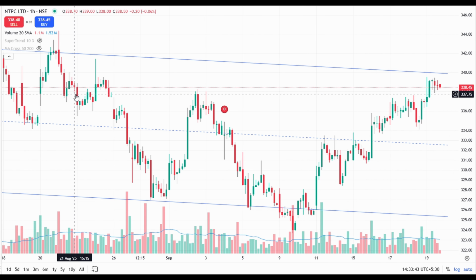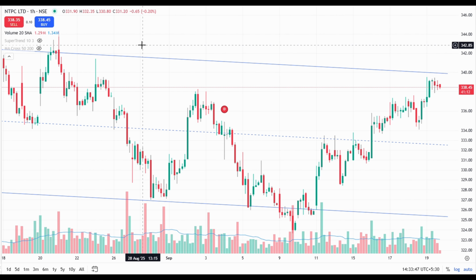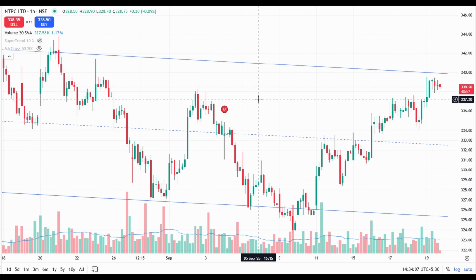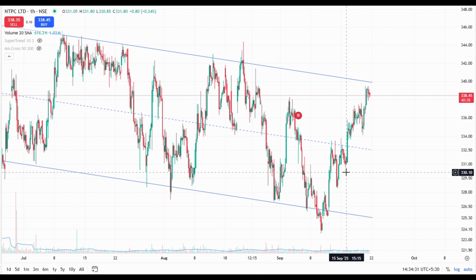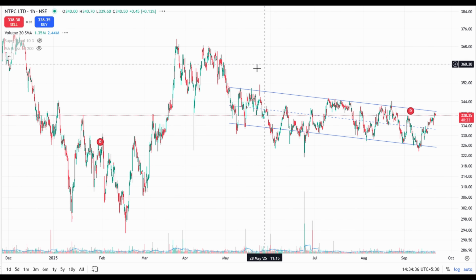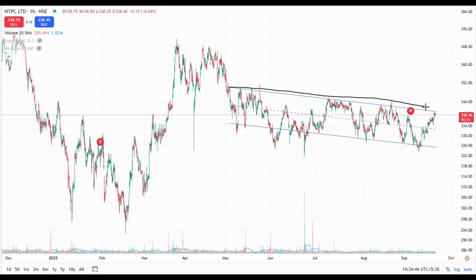On the screen, we have the chart of NTPC equity opened up. This is the 1 hour time frame chart, and on the 1 hour time frame you can see that I have drawn this downward sloping parallel channel. Let me now zoom out the chart so that we can clearly see where this parallel downward channel has started. Now you can see that this downward channel is covering major price action from May 25 onwards. After that, most of the trading in this equity has happened within this parallel channel.